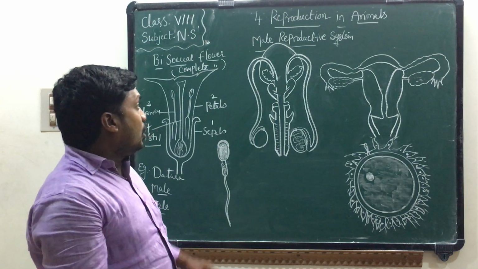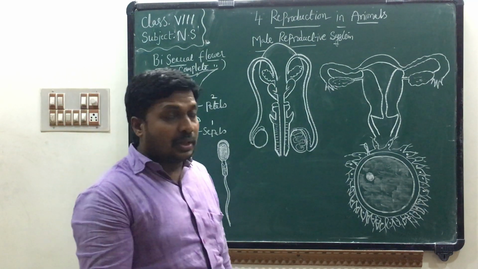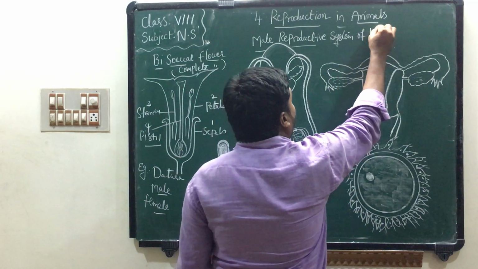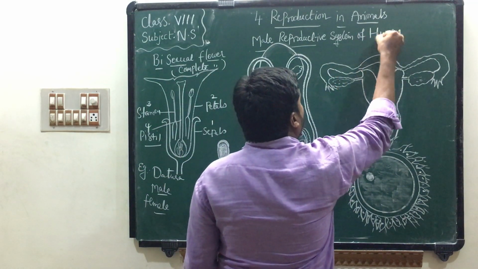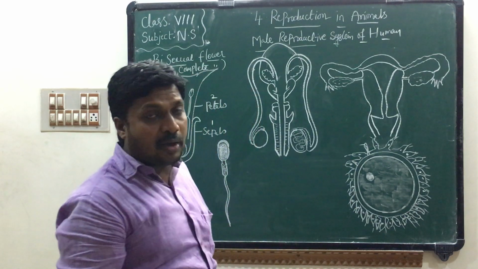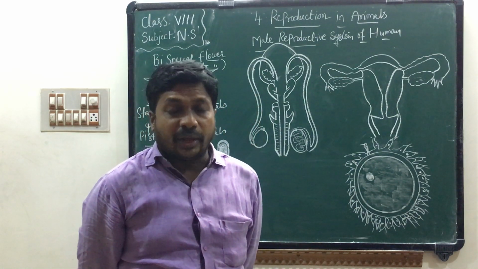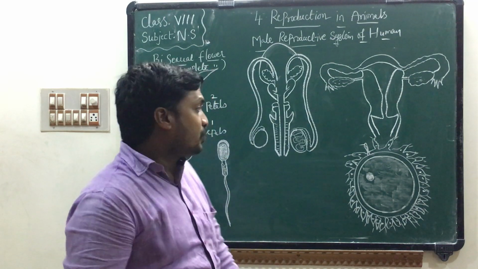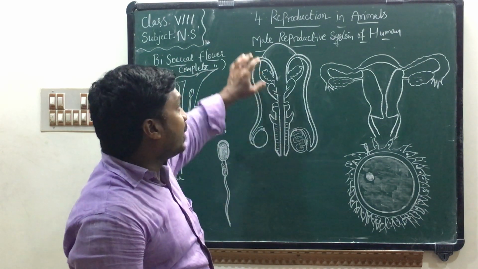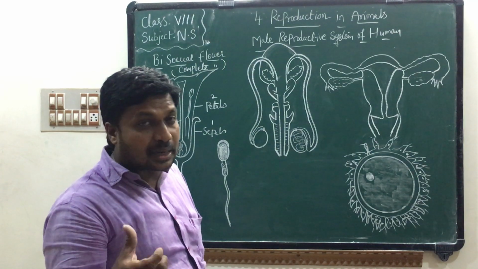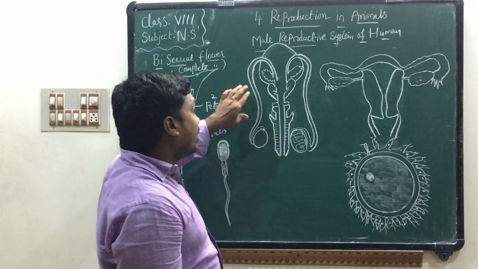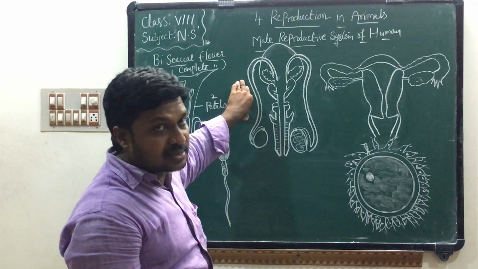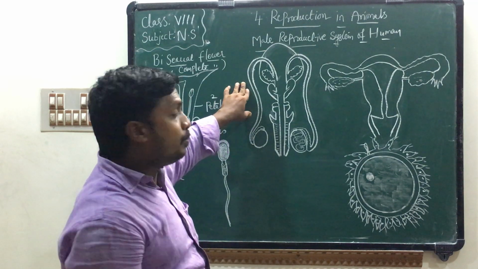Now we are in sexual reproduction. Now I will explain about the male reproductive system of human being. We animals only perform sexual reproduction. What are the major parts in the male reproductive system? Very, very important from the exam point of view. You have to practice this diagram at home.